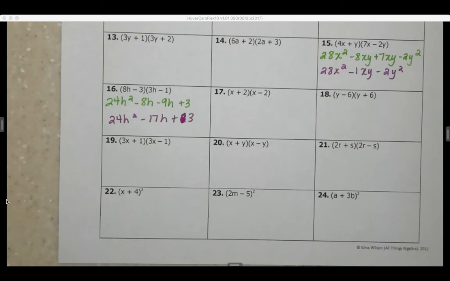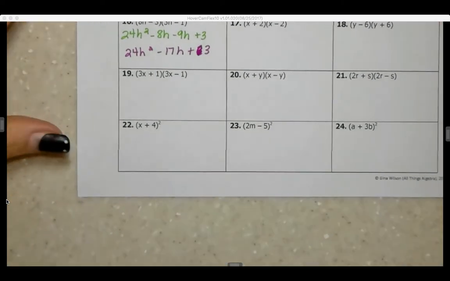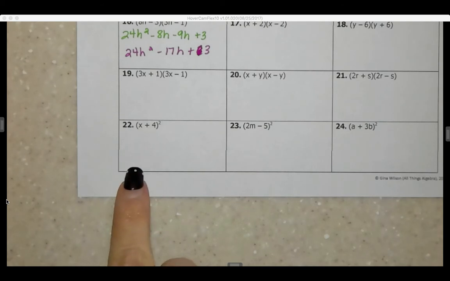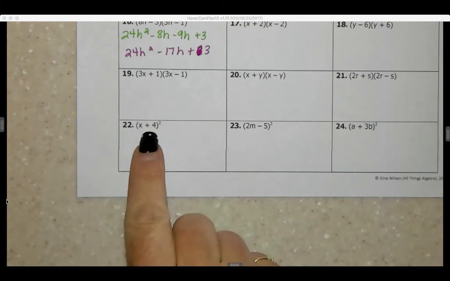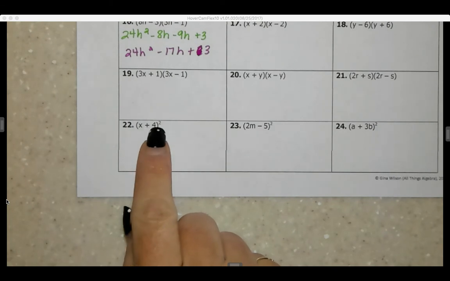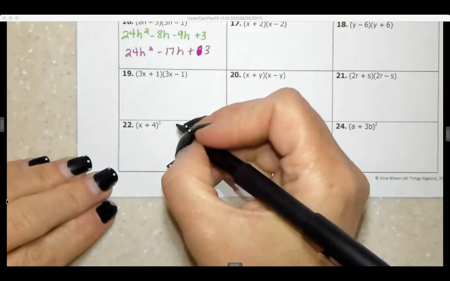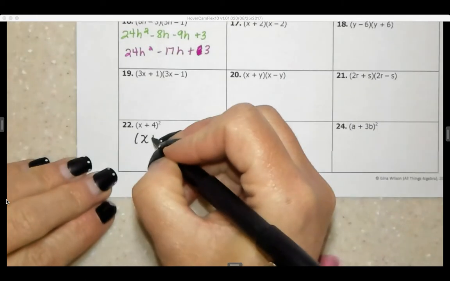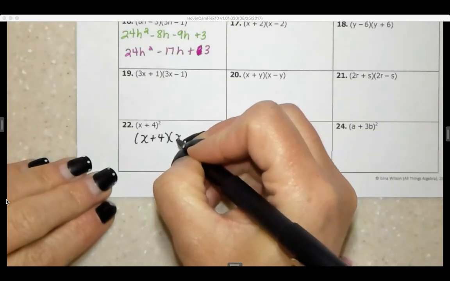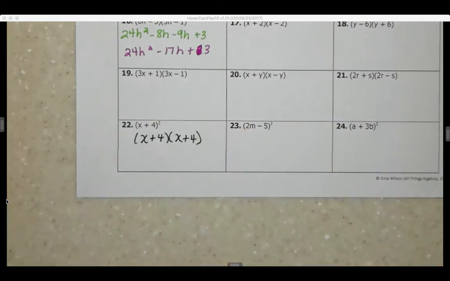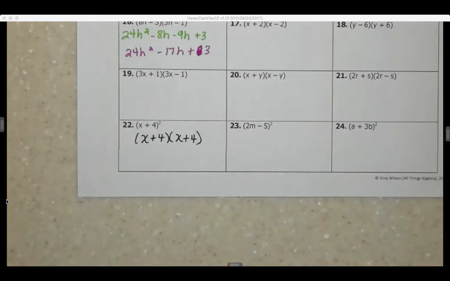Good job. Now, the other two that I want to do are down here along the bottom, because these look a little different, but they're really not. They just look a little weird. Believe it or not, this is a binomial times another binomial. And do you see why? See that exponent of 2 up there? So when you see a binomial squared, here's what it means. You already know what this means, but I'm going to show you for sure. It just means x plus 4 times another x plus 4.